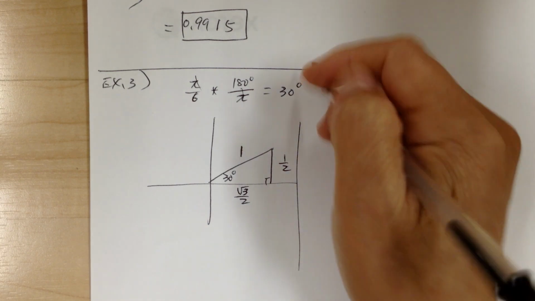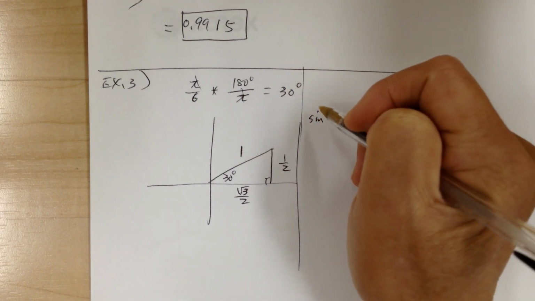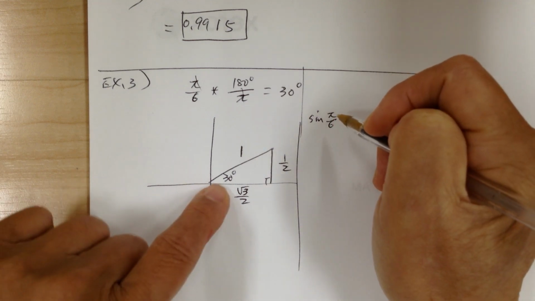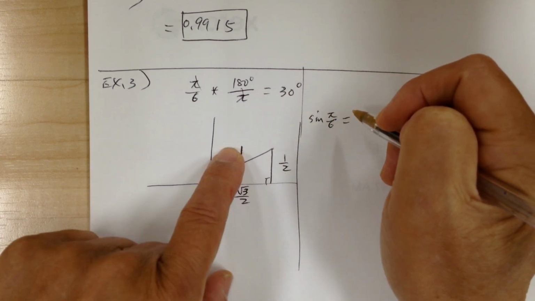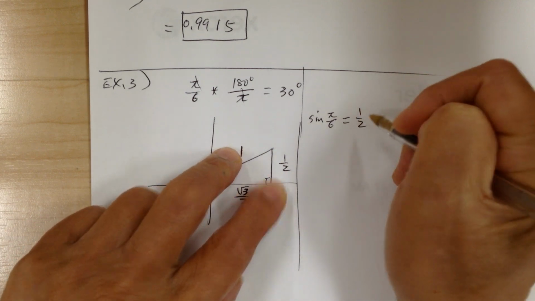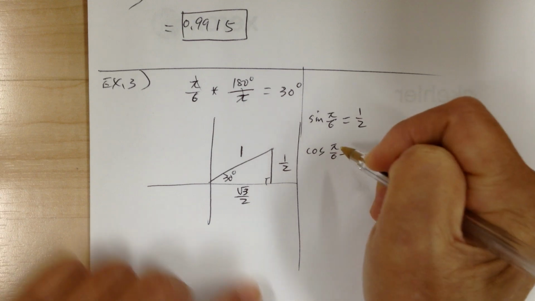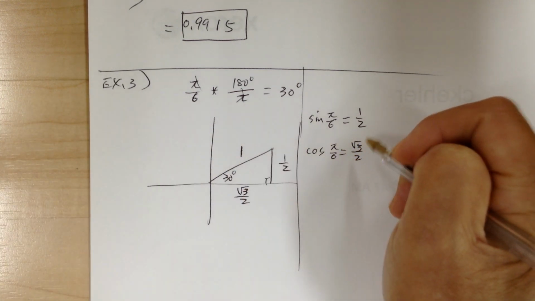Okay, so now we can go and get sine of pi over 6. That is this over here. So sine will be just vertical over that. So this over that would be equal to 1/2. And cosine of pi over 6 would be this over this, so it would be square root of 3 over 2, or the horizontal, right?